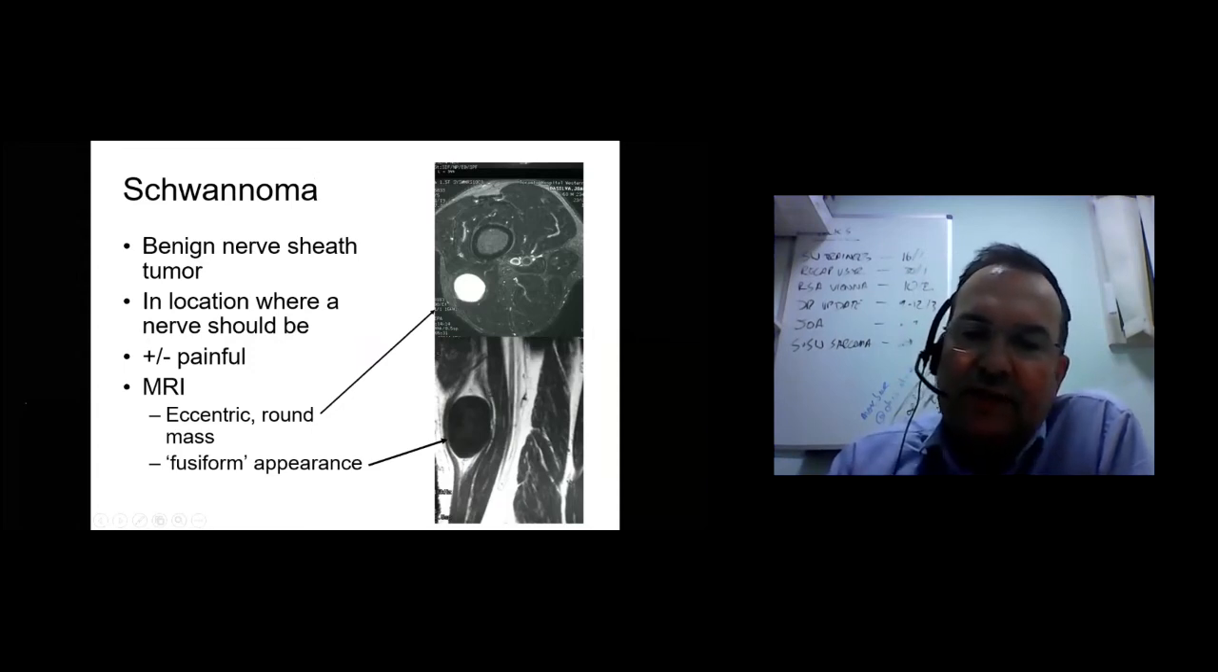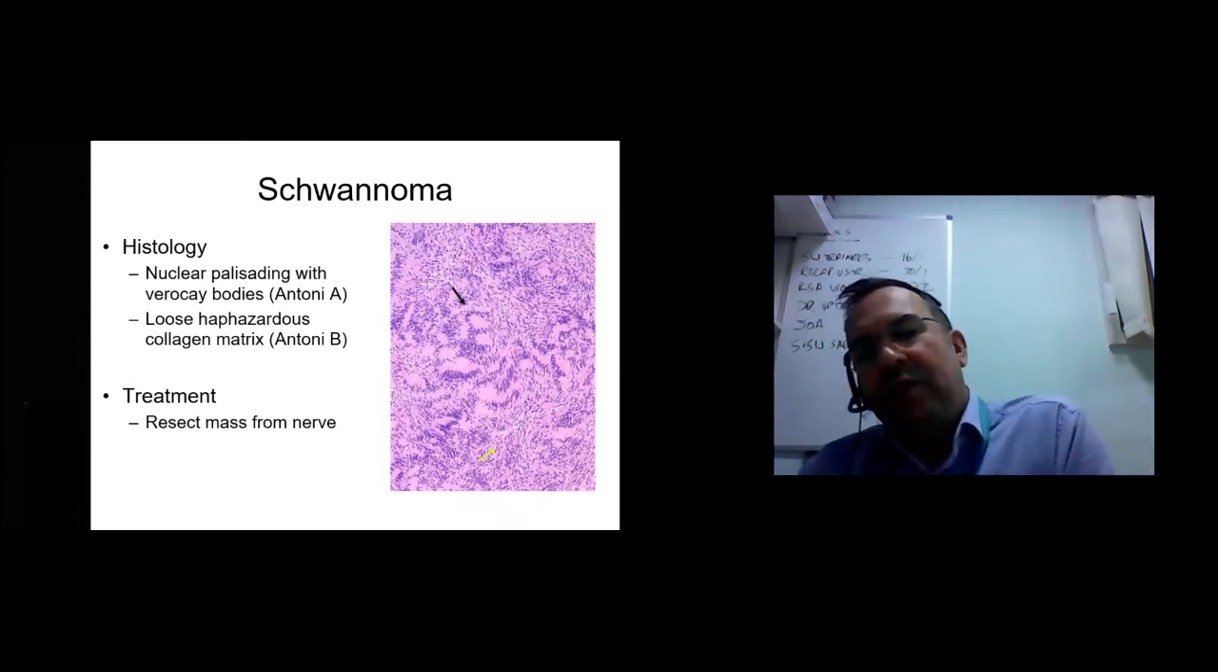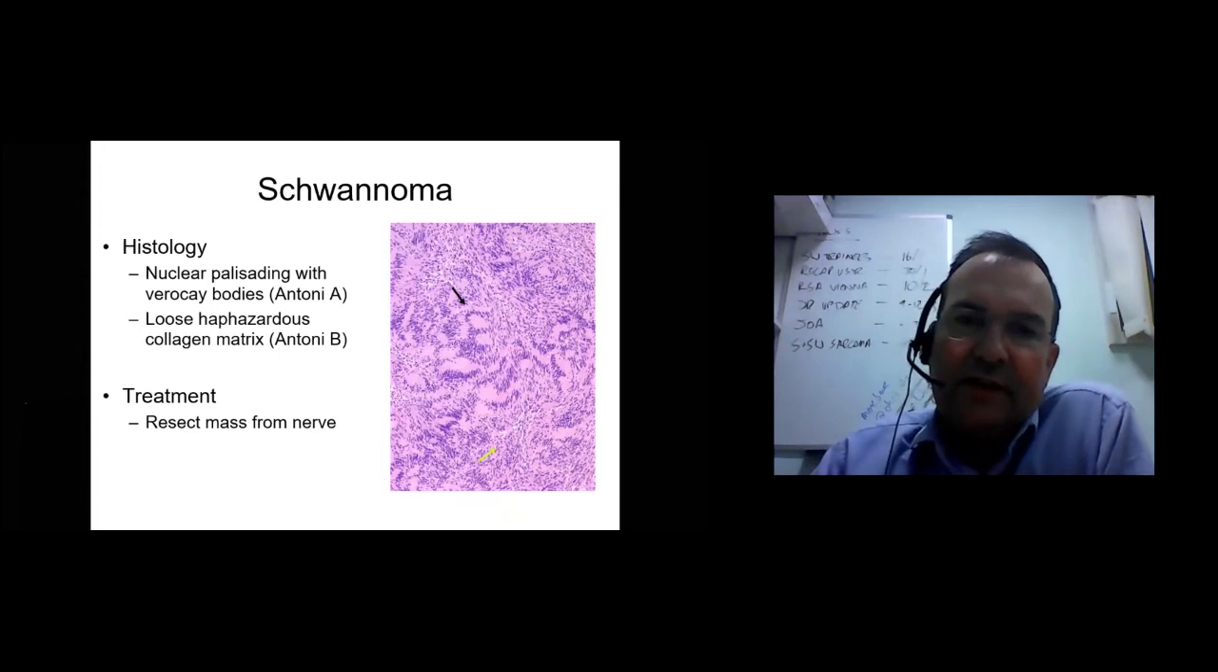These are often quite symptomatic and uncomfortable for patients. The histology will show these nuclear palisading with the Verocay bodies, and they're divided into Antoni A and Antoni B. And we'll try and do a nerve preservation surgery with these, so to peel the lesion away from the nerve, almost like shelling out a lesion from within an onion and surrounding onion skin.